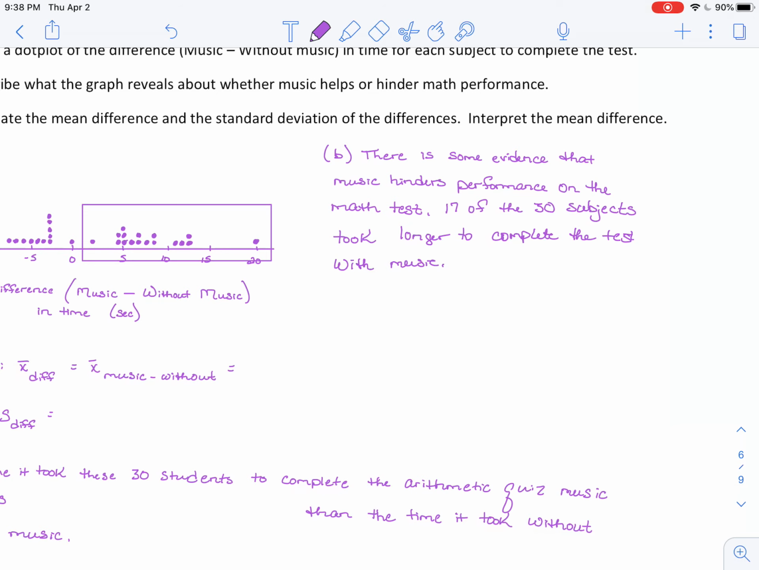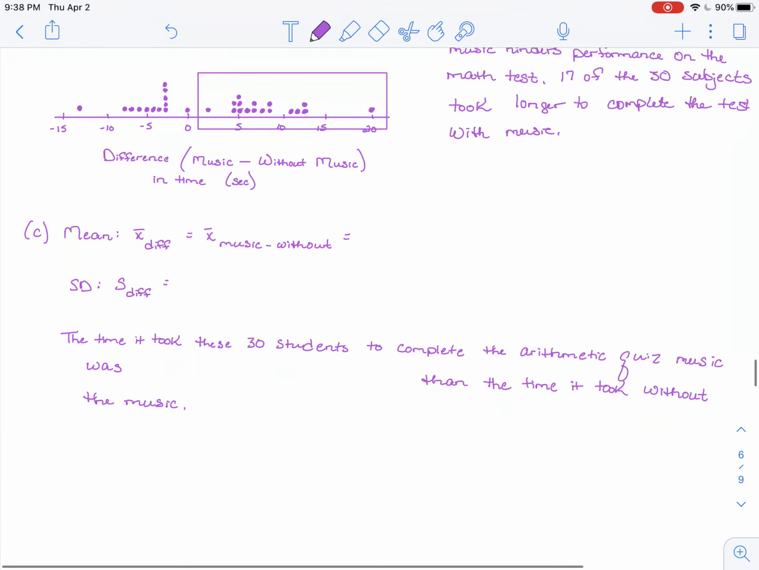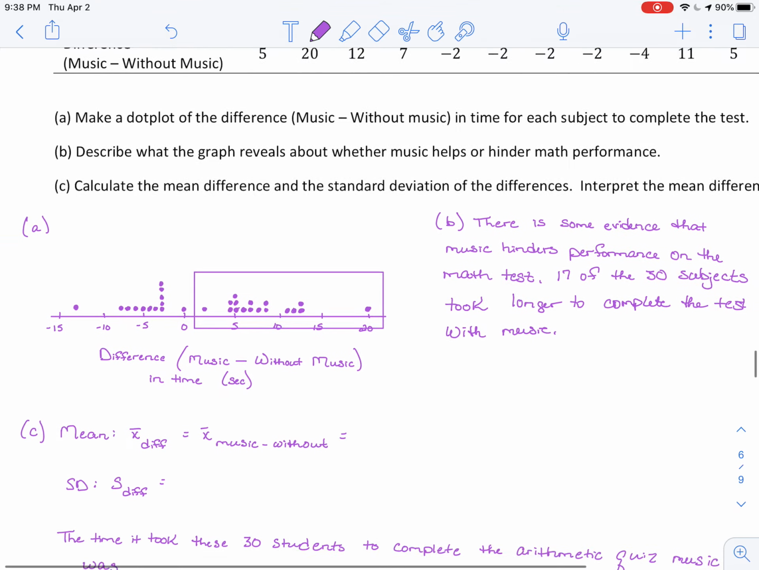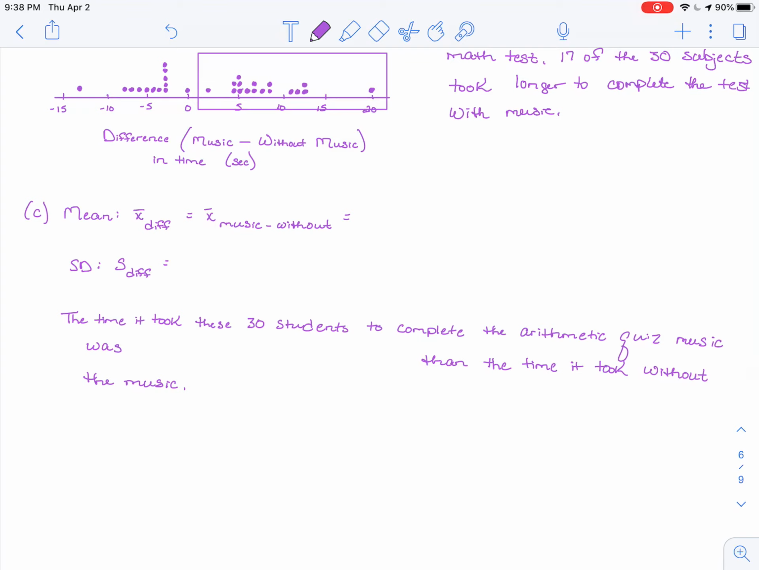So then we do have some evidence. I'd like to then know the mean difference and the standard deviation of the differences and to interpret what that mean is standing for. Remember, it's the sample mean difference of the music minus without the music. So the bottom row on the table up above. I could show my work of doing that, but my textbook doesn't even bother to do that. We get about 2.8 seconds for the average difference. So it is a positive average, again leading us to think that it's taking people longer on average to do this.